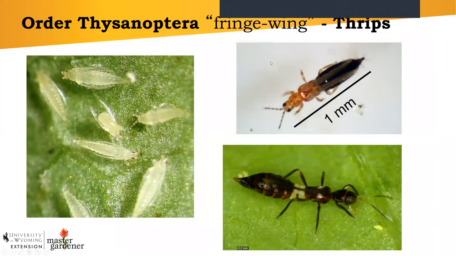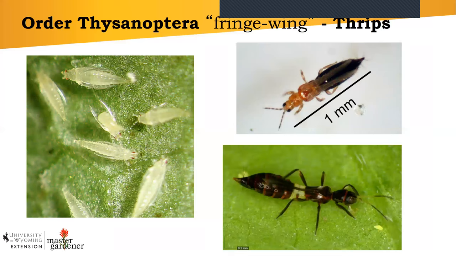Thysanoptera, the fringe wings, or thrips, it's always plural. So if you see one, it's not a thrip, it's a thrips. You have several species that can cause problems on plants due to their feeding. They usually scrape the plant surface and then suck up the fluids.